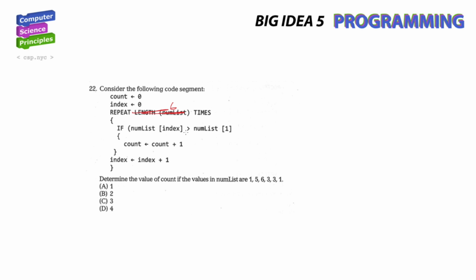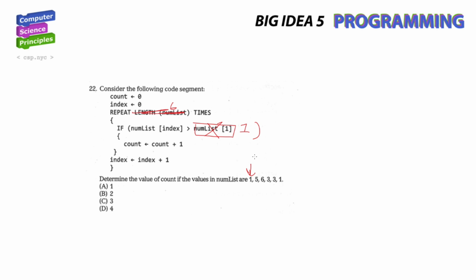And then let's see what this does. It says if numlist index, so if the item in that place is greater than numlist 1, then we're going to add to this count. Now, here's something really interesting. Numlist 1 is the first item, which is 1. So we could basically just put this here. So if numlist index is greater than 1, add 1 to the count. And then add 1 to the index so you move along.